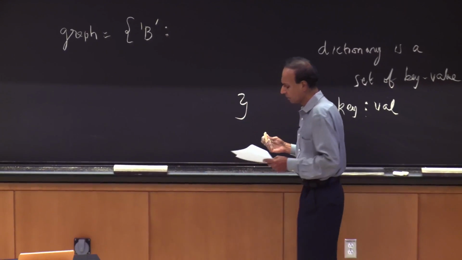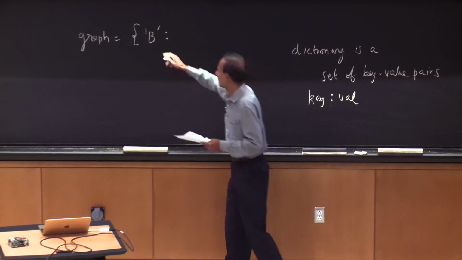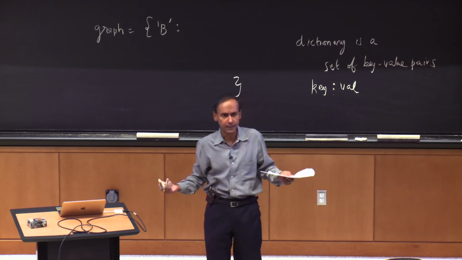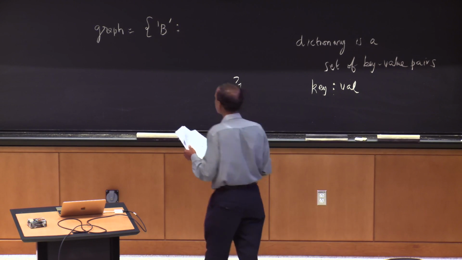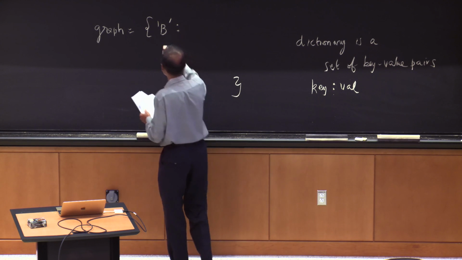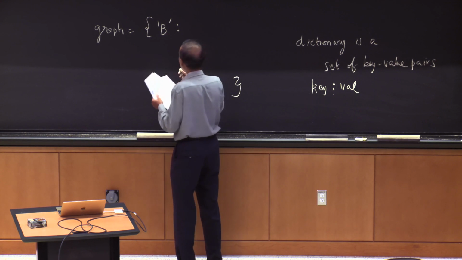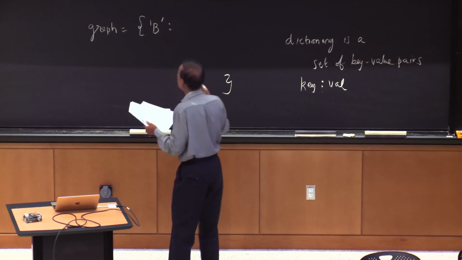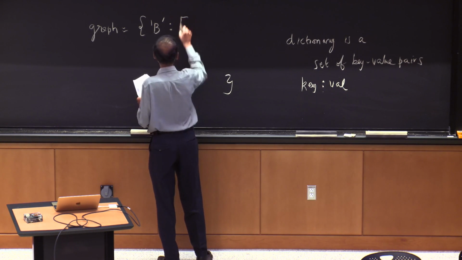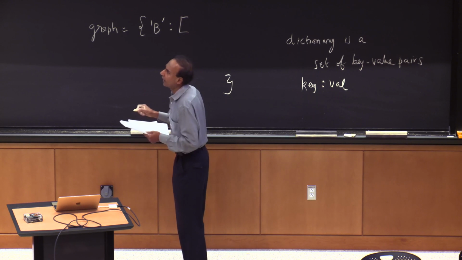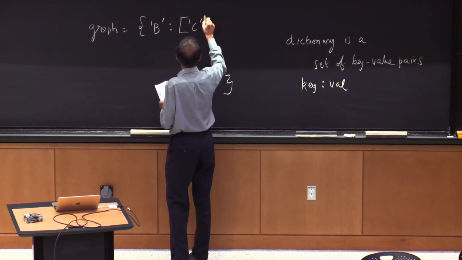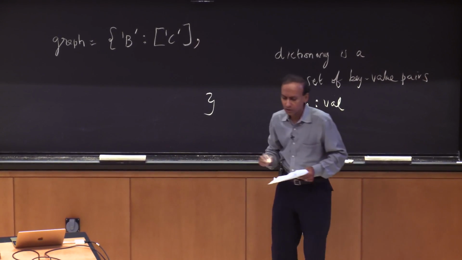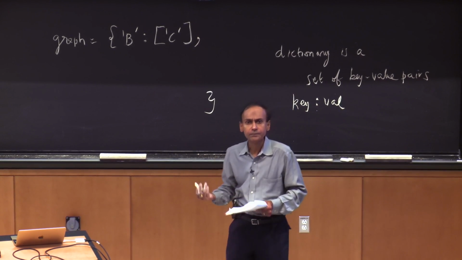You could have many possibilities for keys. And the key comes first. In this case, the key is the string B, and that represents the name of the node B. The value is usually a list, and in this case, you have a list that has a single entry in it, because B only has one edge that goes to C, right?